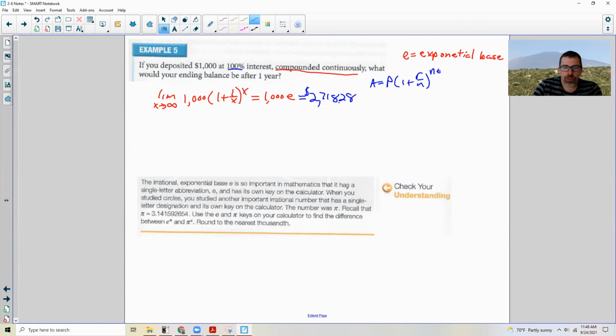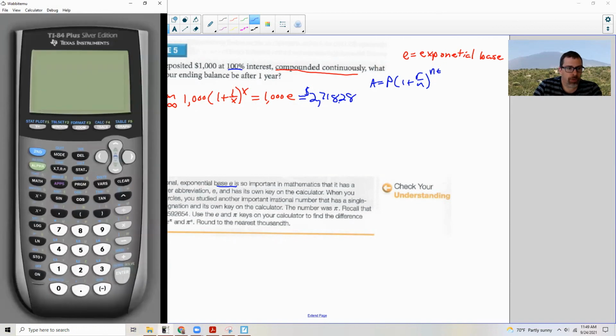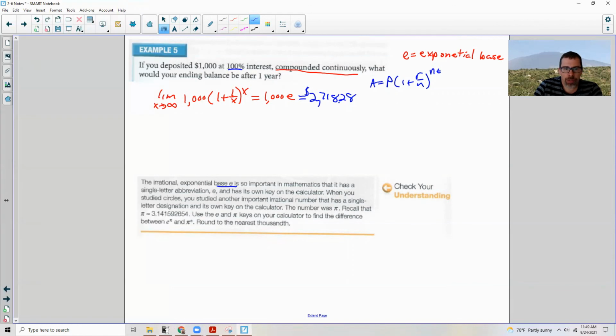Okay, so now check your understanding. The irrational exponential base E is so important in mathematics that it has a single letter abbreviation E and has its own key on the calculator. E is right here. It's above the division symbol. So turn your calculator on, clear. You hit second, and E is blue, so that tells you to use the second button. And you hit enter and there it is, 2.71828.